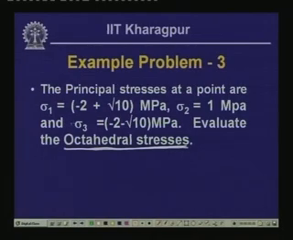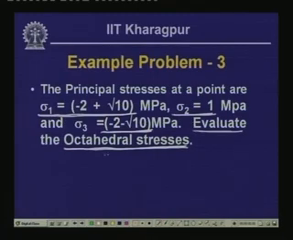Now, sigma 1, the maximum principal stress, is given as minus 2 plus root of 10 MPa, sigma 2 as 1, and sigma 3 as minus 2 minus root 10 MPa, and we will have to evaluate the values of octahedral stresses. So, let us compute these values.